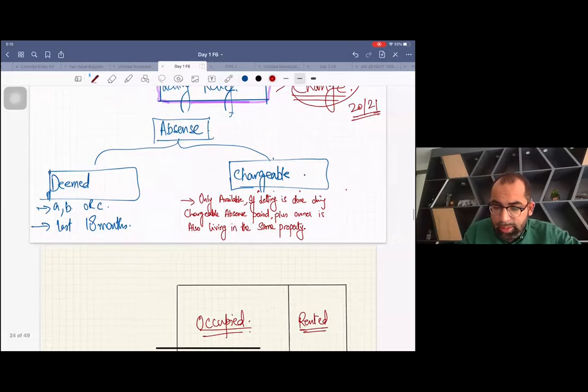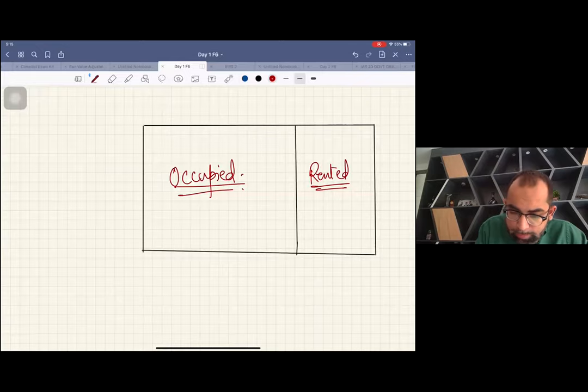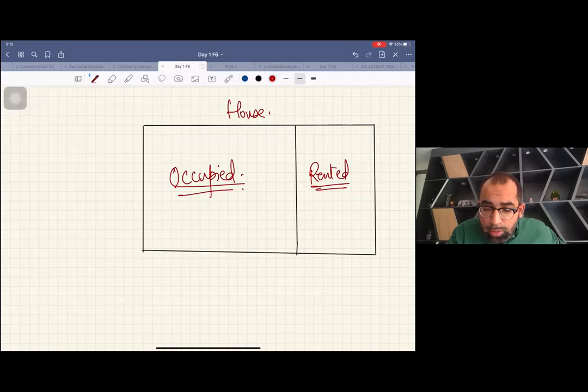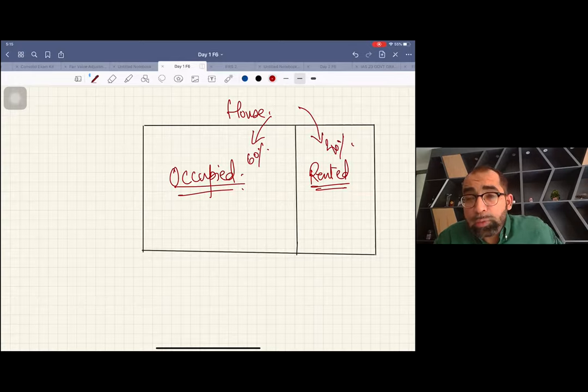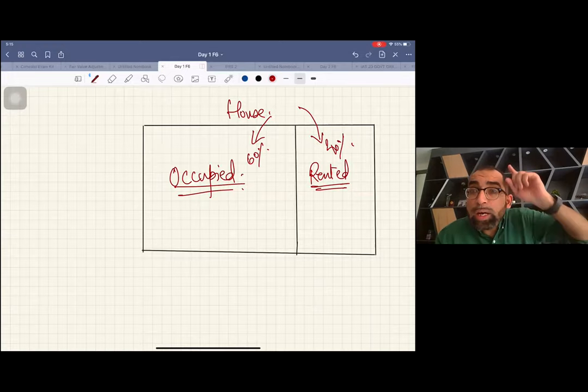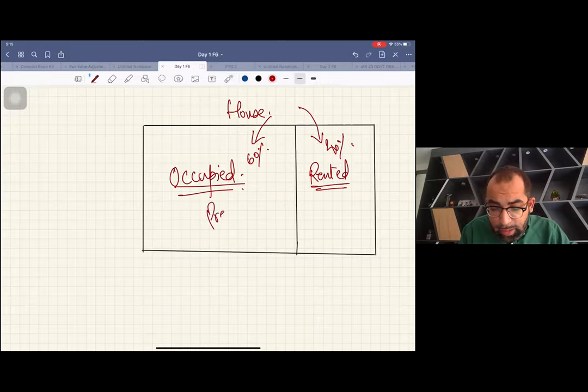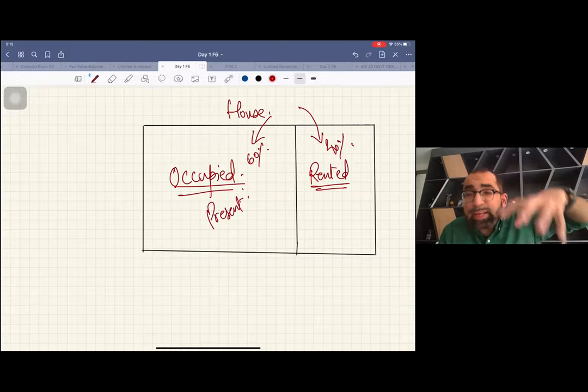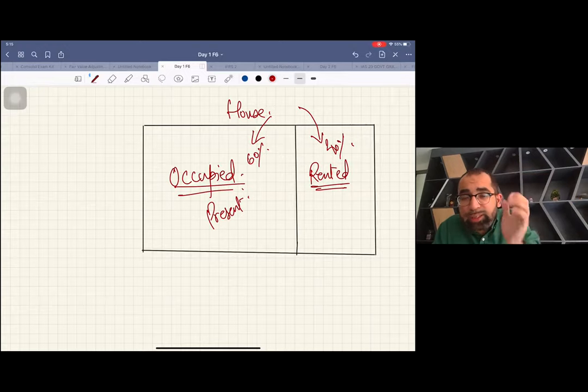Now letting relief is only available in this case. Listen. This is your house, and 60% of this house is occupied and 40% of the house is rented. That means you are still present in this house. The landlord, the owner, is still present in the house and the rest of the house is rented. Then you are only eligible for letting relief. This is the new law.